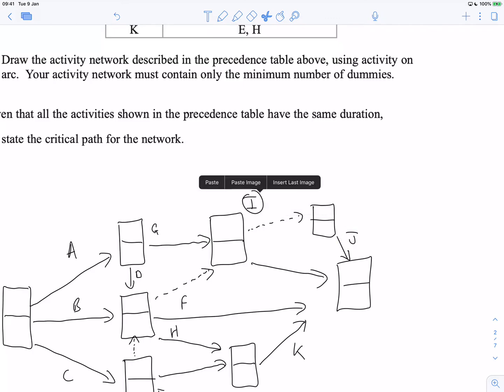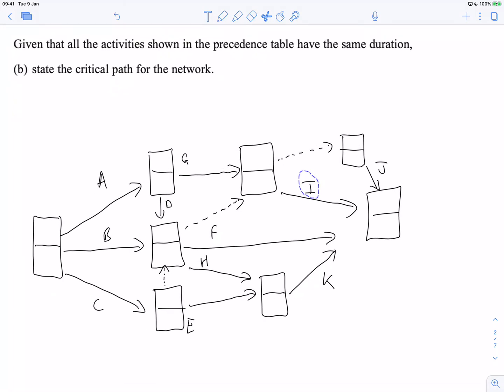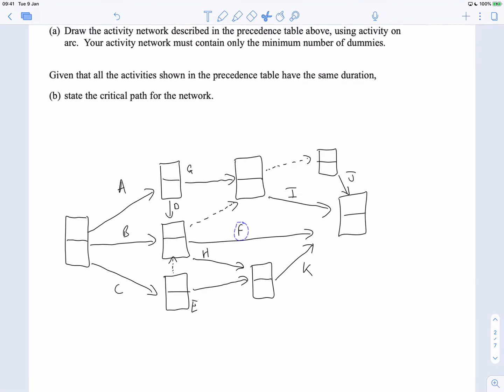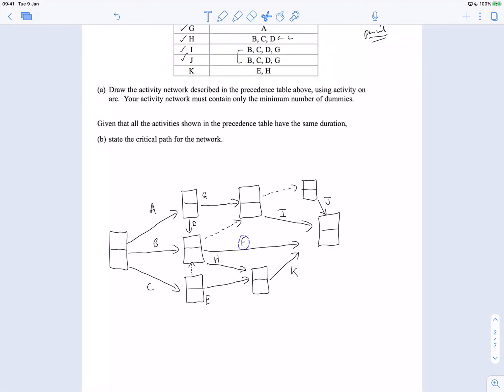So actually, I is this activity there, F is this one here. So in actual fact, I think I've done it now, and I'm pretty happy that I've done it with only 3 dummies. Okay, so this is with part A.